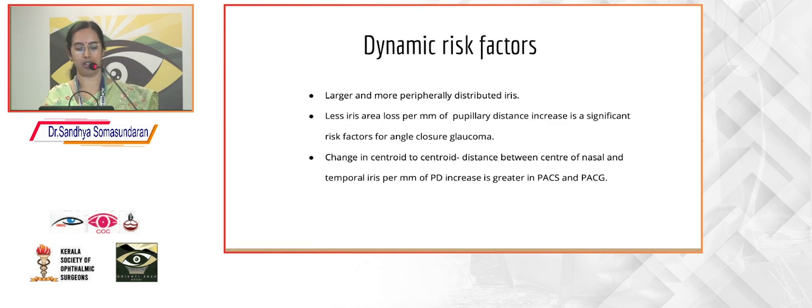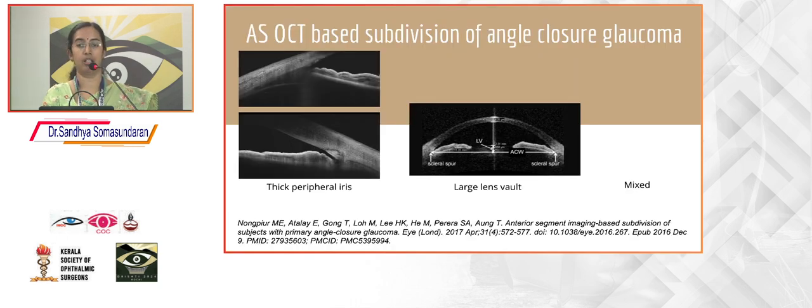Dynamic risk factors are larger and more peripherally distributed iris, less iris area loss per millimeter of pupillary distance, then change in centroid to centroid distance, etc. Then there is an ASOCT based subdivision of angle closure glaucoma. So this is important in actually managing a case of angle closure glaucoma.